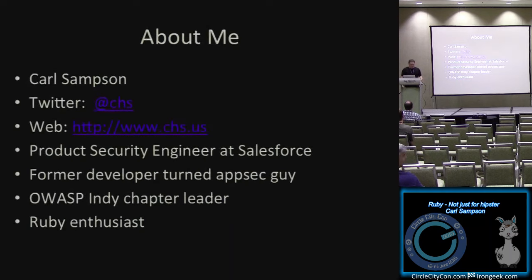So just a little bit about me. Product security engineer at Salesforce. I was a developer for 10 years before switching to application security, so I've done everything from C, C++ through enterprise Java. I'm an OWASP Indie chapter leader. There's 3 of us, so we've been doing that for 10 years. And I'm also a Ruby enthusiast.